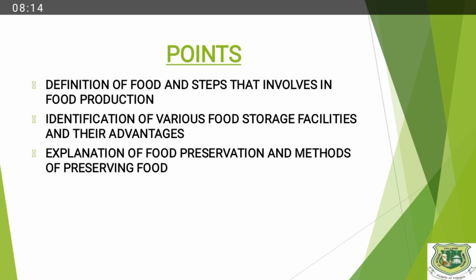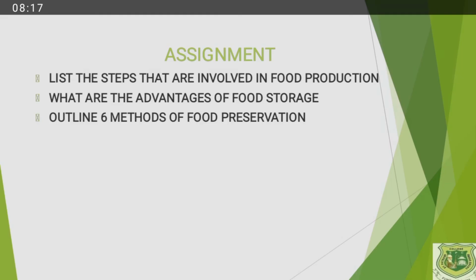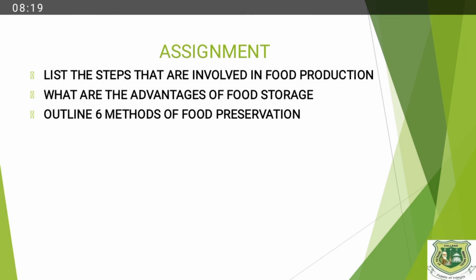Assignments. 1. List the steps that are involved in food production. 2. What are the advantages of food storage? 3. Outline 6 methods of food preservation. Remember what I have told you. Do not mention 1 point in 2 places. If you see such a question in your forthcoming exam, make sure you download your notes so that you see the differences there. Until when you come back to school, I will explain more on this and highlight it to you.